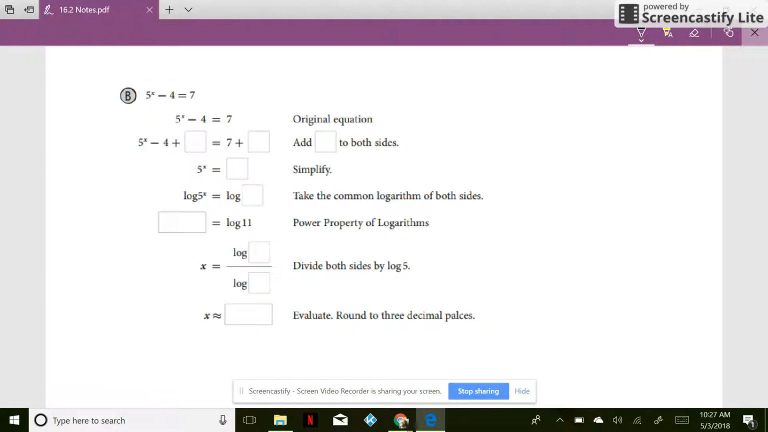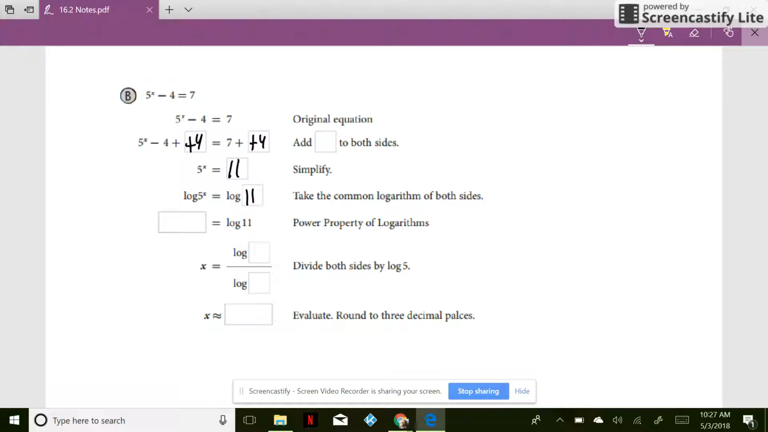So a problem like this, we want to get that 5 to the x by itself, so we need to add 4 to both sides. So we get that 5 to the x is equal to 11. So now we want to take the common logarithm. We want to take a log of both sides. So log of 5 to the x would be equal to log of 11.